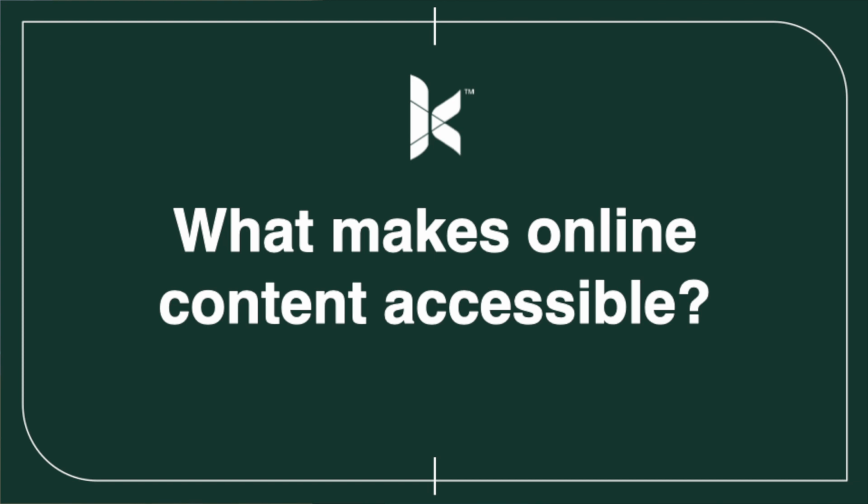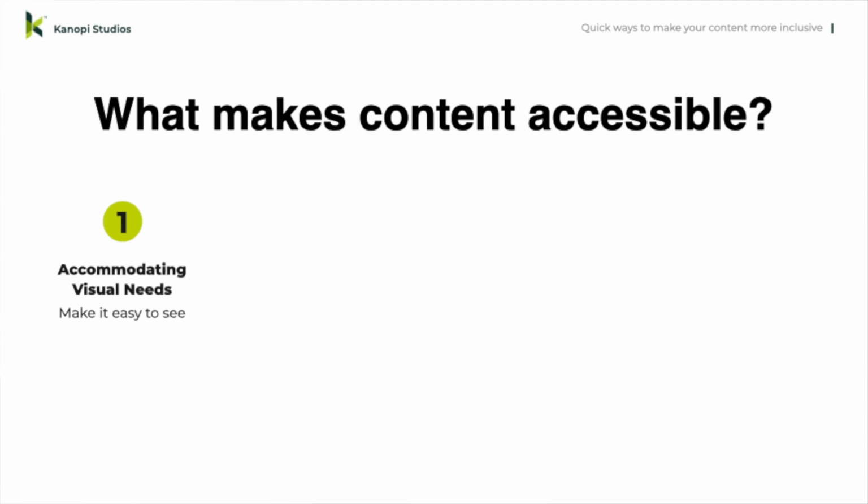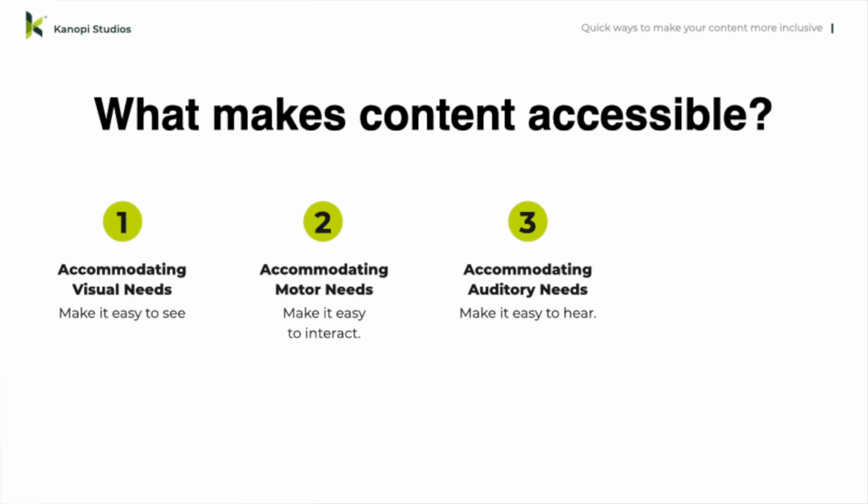So let's talk about what makes content online accessible in the first place. Well, you've got to accommodate visual needs. You need to make it easy to see. You've got to accommodate motor needs, make it easy to interact. That's when you're using your mobile phone and your thumb is struggling to find the right spot. You want to accommodate those auditory needs, make it easy to hear. And then, of course, the cognitive needs and making it easy to understand.